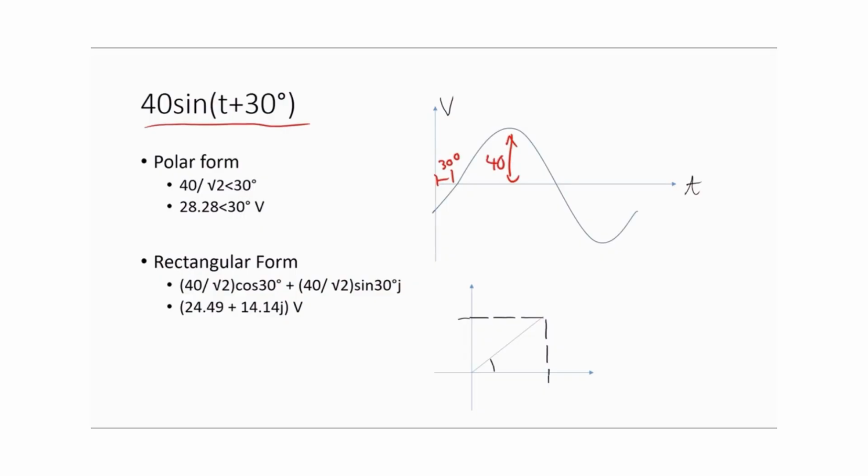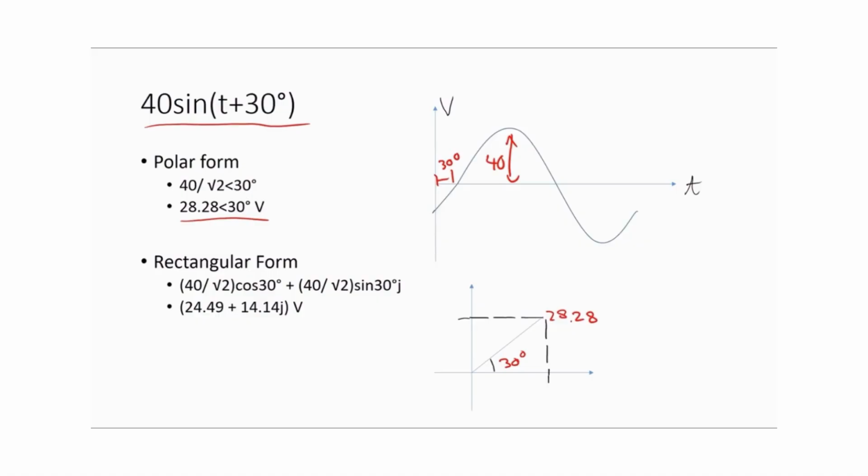Now, from this we can go back into our polar form, and work out that r is 40 over √2, at an angle of 30 degrees, which is equal to 28.28 at an angle of 30 degrees volts. Afterwards, in our graph in the bottom right, we can put that on there. So, we've got an angle of 30 degrees, and a point of 28.28.